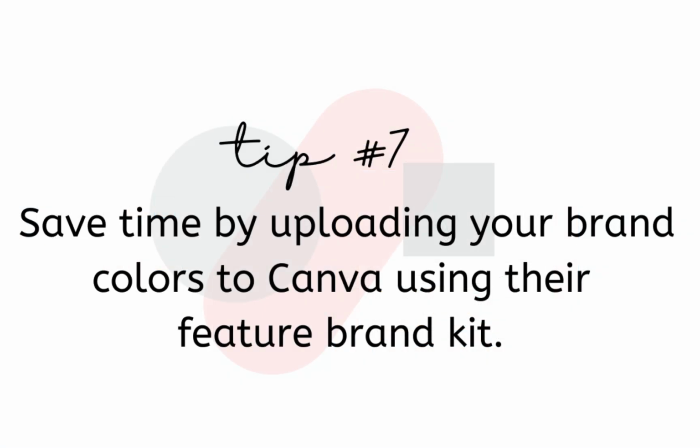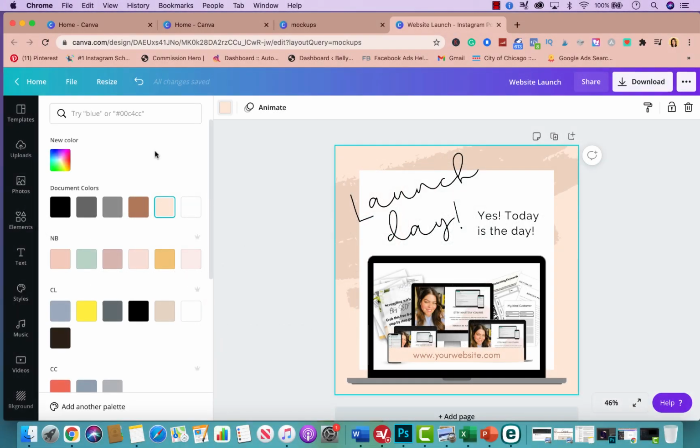Tip number 7 is how to save time by uploading your brand colors to Canva by using their brand kit. So if you are constantly working on different digital assets that you use for your business, I highly recommend upgrading to the Canva Pro. That way you could have your branding colors already added to your actual palette. And this is really useful because I'm constantly creating, whether it is a blog post or maybe I'm doing a social media post, maybe I'm working on my newsletter. I want to use my branding colors all the time. So it makes it easy that whenever I have to go ahead and change a color, I could just come here and select my branding colors.